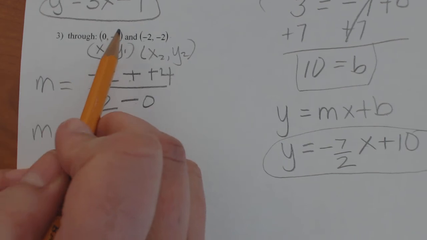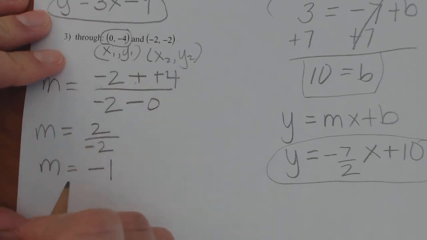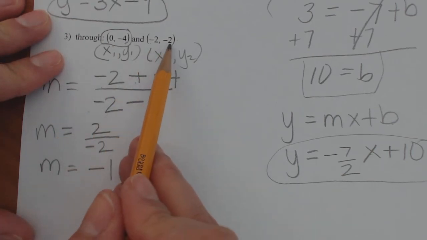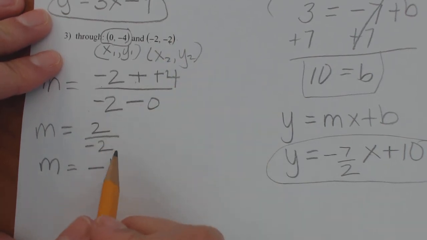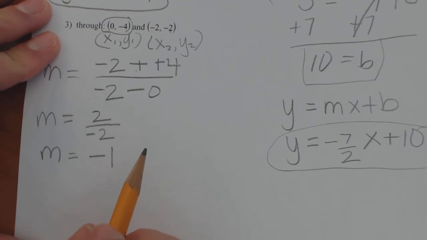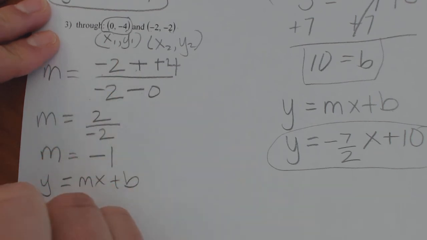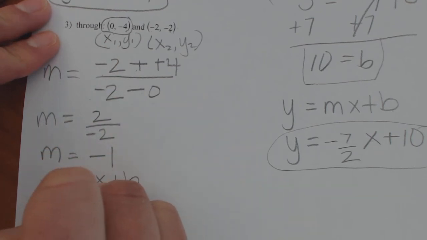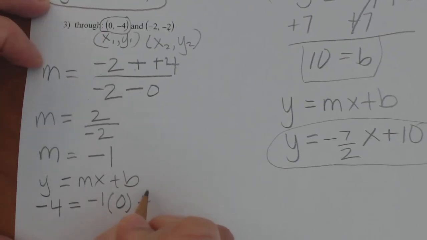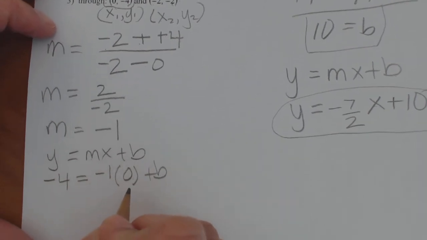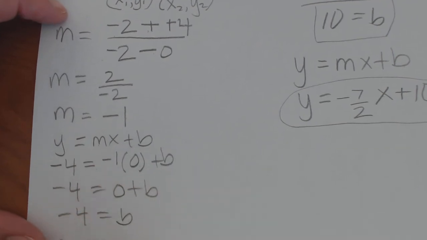Okay, let's pick a point. I'm going to pick the point (0, -4). Remember, you can pick either one. I'm going to use the first one. If you want to pick the second one, what would be fun is to see if you get the same answer as I do, because you should. You can even try the second one on your own. All right, let's write y equals mx plus b. In place of y, I'm going to put -4. So -4 equals, in place of m, my -1, times my x, which is 0, plus b. -1 times 0 is 0, so -4 equals 0 plus b. So -4 is my b value.